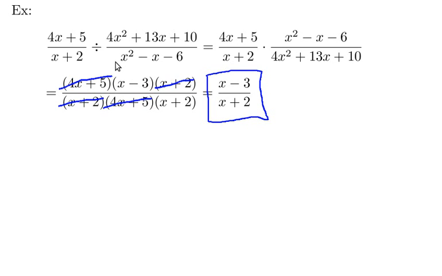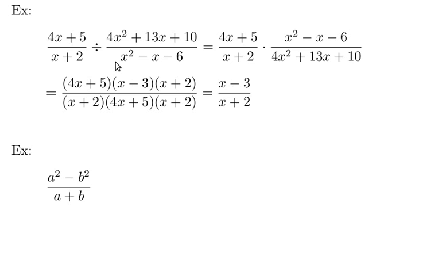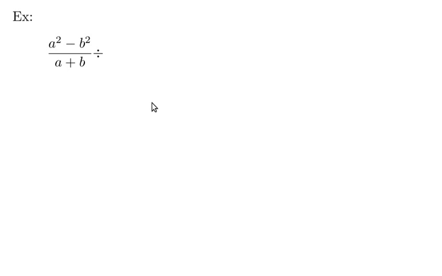Alright, we have one more example for this, and that is going to be a squared minus b squared over a plus b, divided by a squared plus 2ab plus b squared, over a plus b.